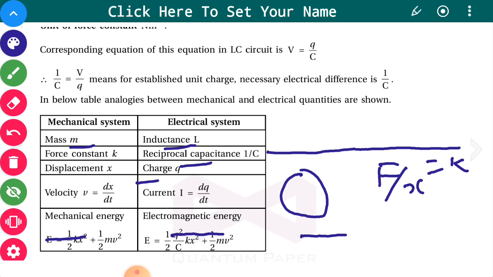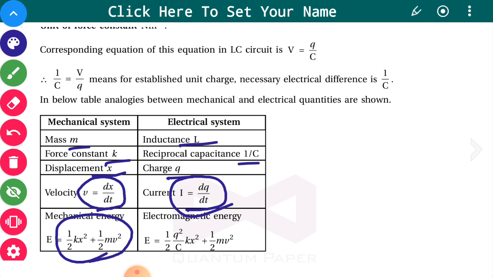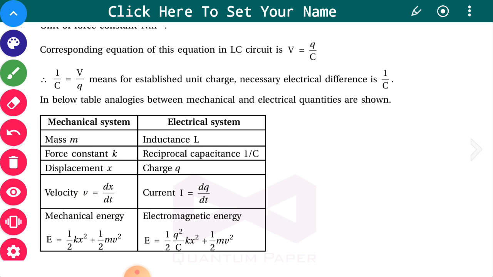They are given here. Mass is equivalent to inductance, force constant is equivalent to 1 upon C, and displacement x is similar to charge q. Velocity is dx by dt, and here dq by dt is the current. Mechanical energy is 1 half kx square plus 1 half mv square, potential energy and kinetic energy. Here we have 1 by 2 q square upon C plus 1 half L i square. So this is the comparison.